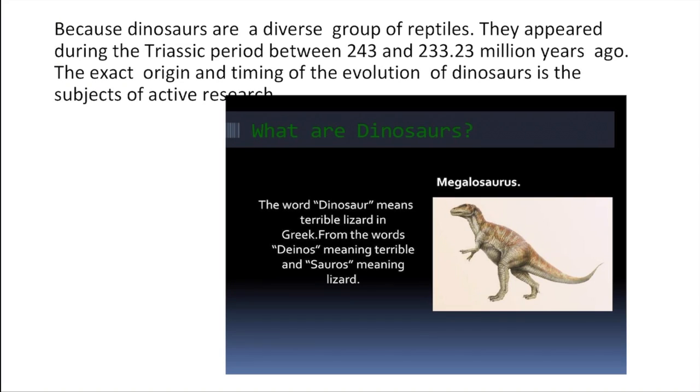What are dinosaurs? Okay, now we will try to understand what dinosaurs looked like. It's not like a big animal, but it is a picture, the structure or the image of this. It's like a lizard. It's a Greek word. From the word dinos, it means terrible, and saurus, meaning lizard. Okay, now we will find out.